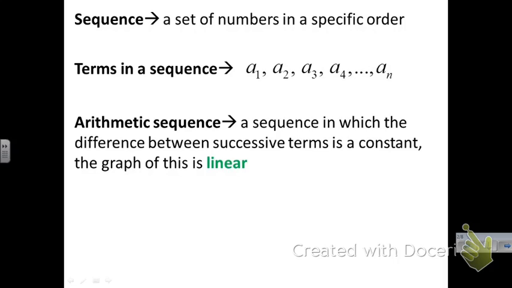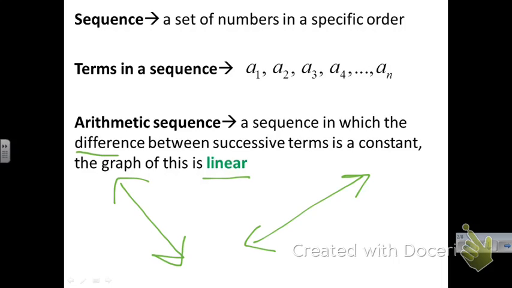An arithmetic sequence is a sequence in which the difference between successive terms is a constant, and the graph of this is linear, and this is really important. So if we were to graph an arithmetic sequence, you should get something linear. Also, a keyword in this is difference. That means we're going to subtract successive terms. Those are terms that are in a row.